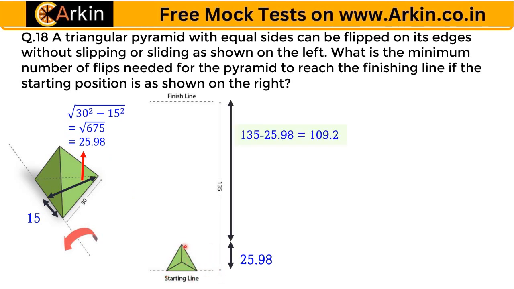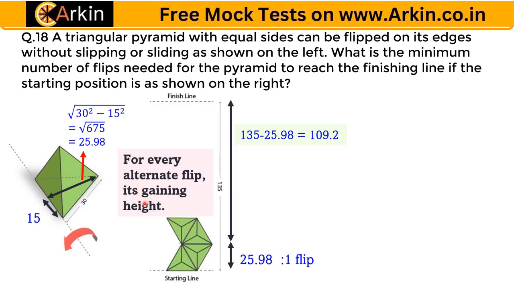Now if I flip it once, this is 25.98 and this remaining distance is 135 minus 25.98, that is 109.2 units. Now if I flip it once, it will not gain any height. It will be just as it was before, so 25.98. In the second flip it will gain again this much height, 25.98. In the third flip again it will not gain any height. So we see that it gains height only in alternate flips.